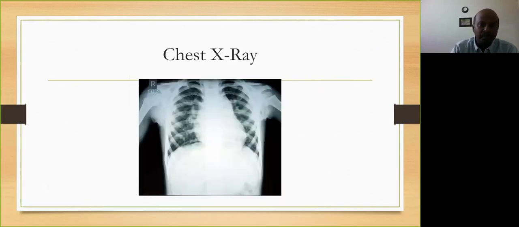Coming to the X-ray, again, cardiomegaly is typical in an ASD. You can see right atrial enlargement. You see pulmonary artery dilatation and mildly increased pulmonary vascularity on both sides. As you can see, the LV contour is normal.